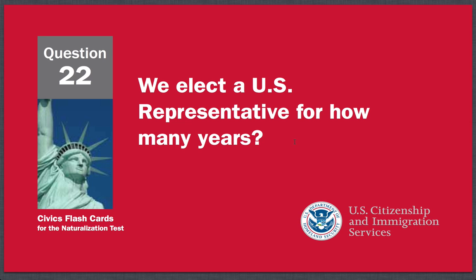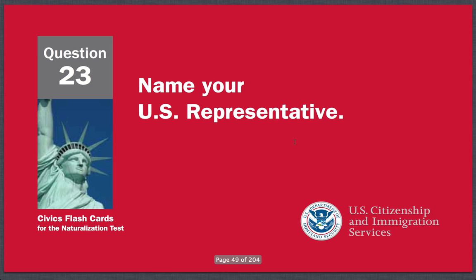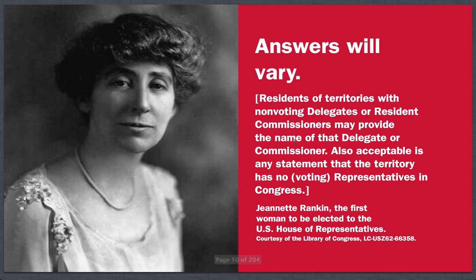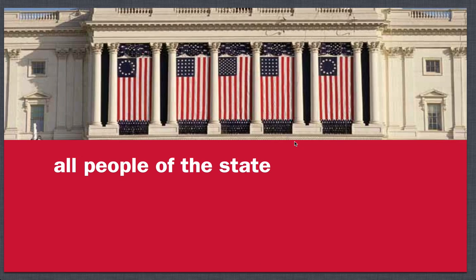We elect a U.S. representative for how many years? 2 years. U.S. representatives are elected for 2 years. And name your U.S. representative. Depending on where you live, you have to know this one. Just Google it, you will find it. And again, what does a U.S. senator represent? They represent all the people of the state.